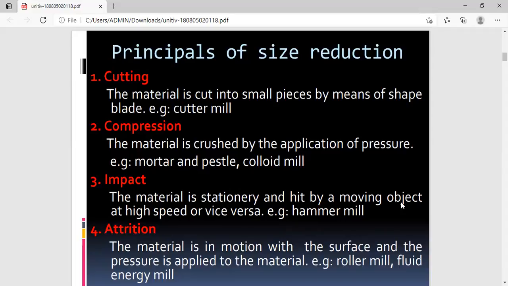So in case they are brittle and strong, what we do? We do the compression. The material is crushed by application of pressure. So pestle is what we use in our kitchens, and a colloidal mill is used in a pharmaceutical plant. Compression is also used, but when we are compressing, we know that when the particle is pressed, in the opposite direction there will be tensile stresses and the particle breaks due to tension.